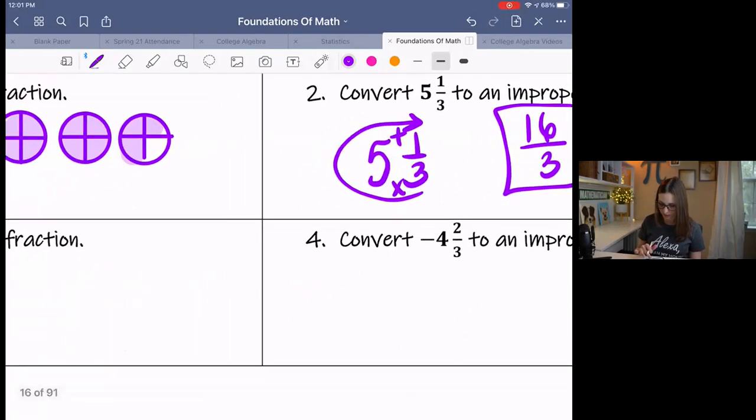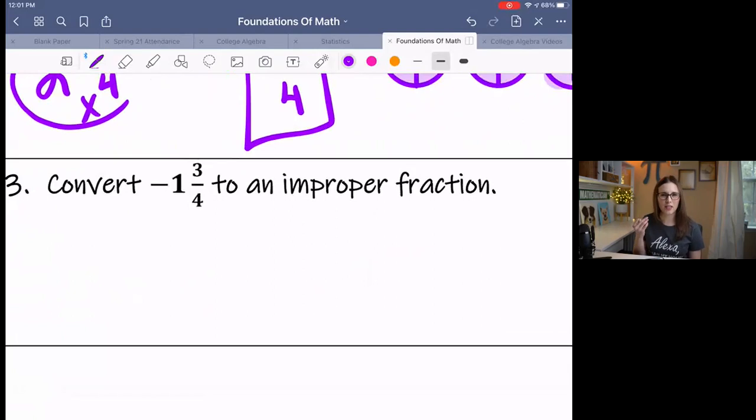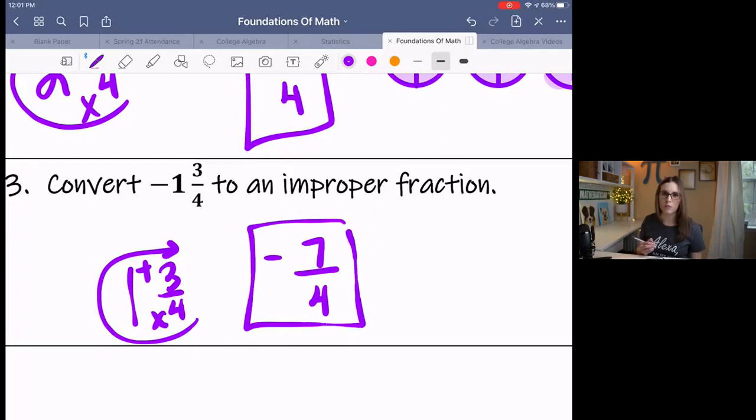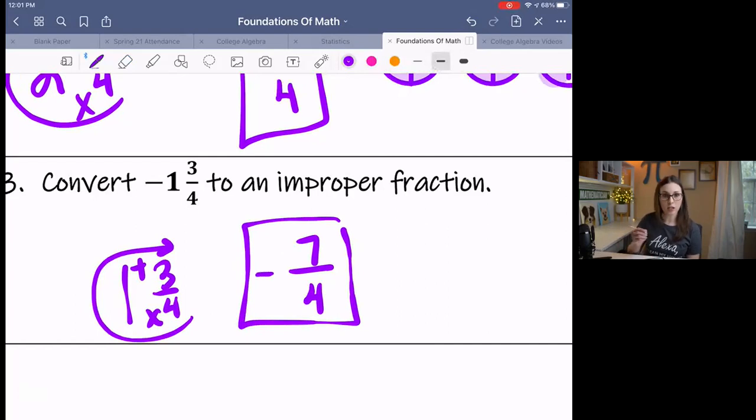Okay, next one. This one's a little bit different because we have this negative out front. But we're going to ignore the negative while we do our converting. 4 times 1 plus 3 is 7/4, but we are going to put the negative in our answer because the fraction is negative. So you can put this negative in the numerator, or you can put it out front. Either way is okay. They mean the exact same thing.